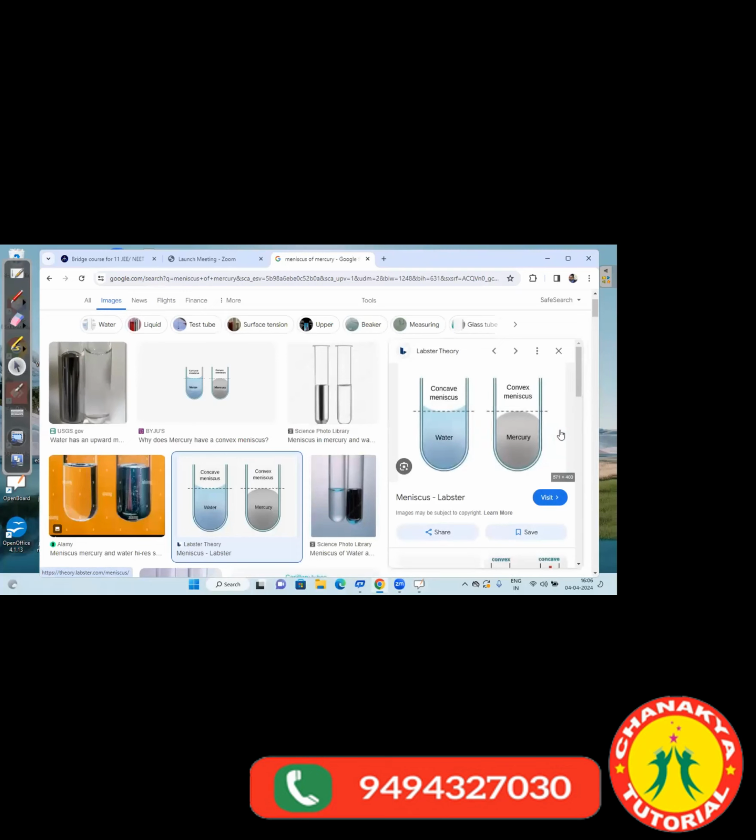Okay, see, for mercury we have the formation of meniscus like this. It is in the upward direction. Right?